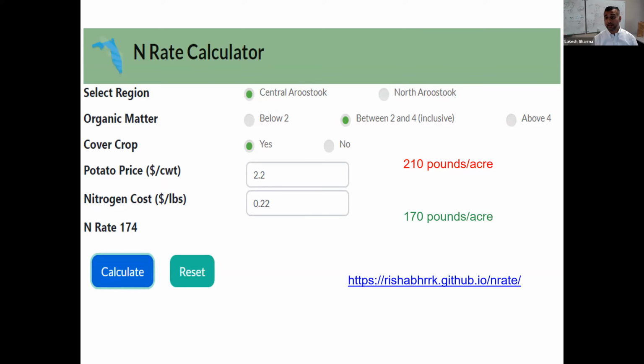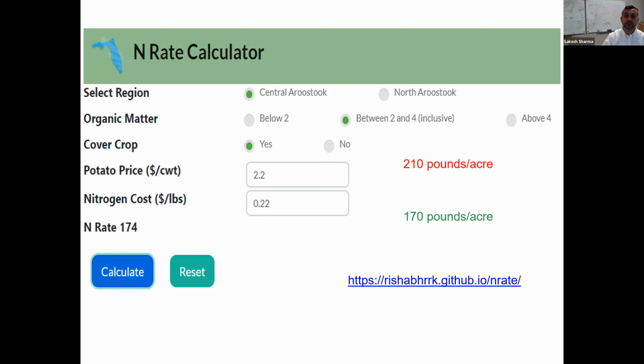So we divided the whole Aroostook County, which is the biggest county east of the Mississippi, and the only county that has more than 90% of potato production of Maine, around 50,000 acres. We divided the county into Central Aroostook and North Aroostook. The division happened on the basis of the data that we collected from these research trials.